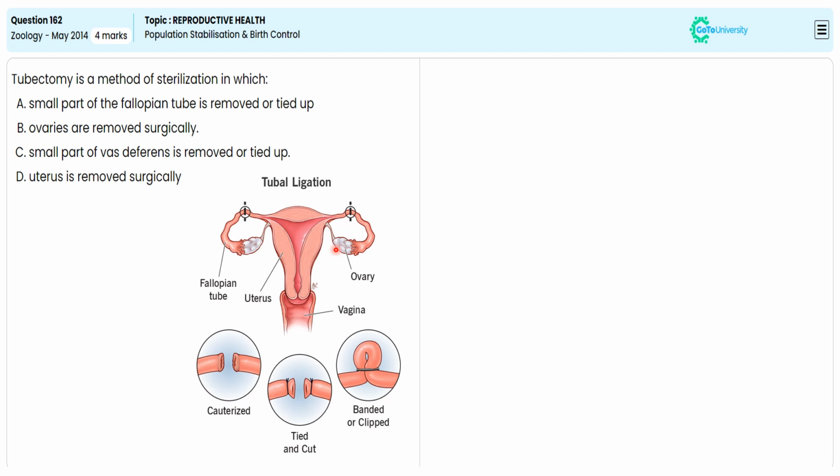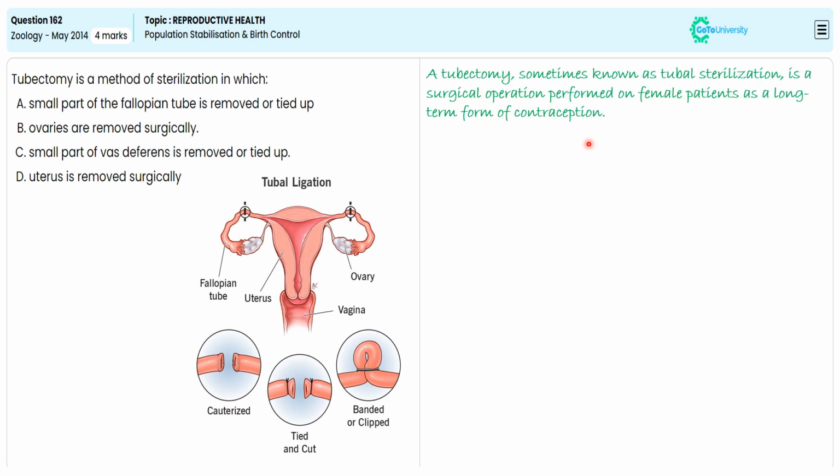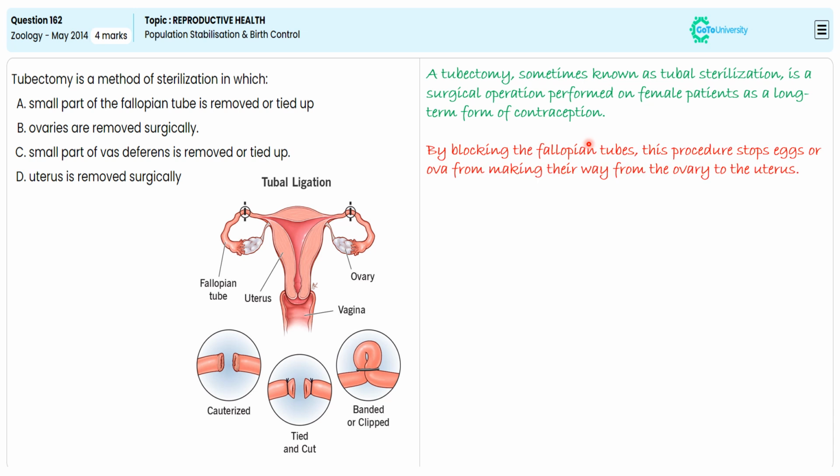For future reference, a tubectomy, sometimes known as tubal sterilization, is a surgical operation performed on female patients as a long-term form of contraception. By blocking the fallopian tube, this procedure stops the egg or ova from making its way from the ovary to the uterus. This prevents any future pregnancy after the surgical procedure. With this specification, we are choosing option A as the correct answer to secure 4 marks.